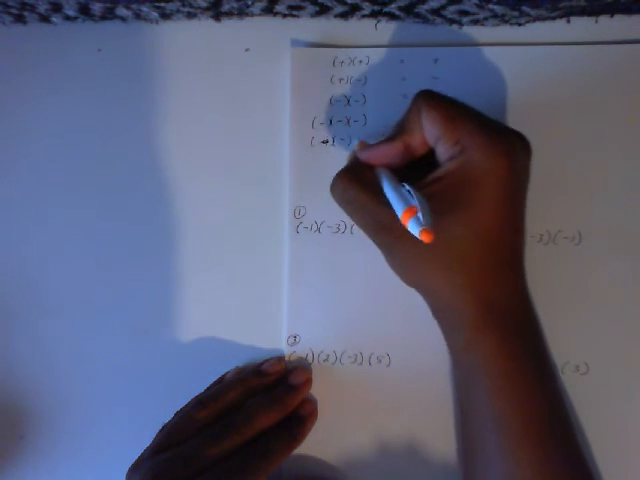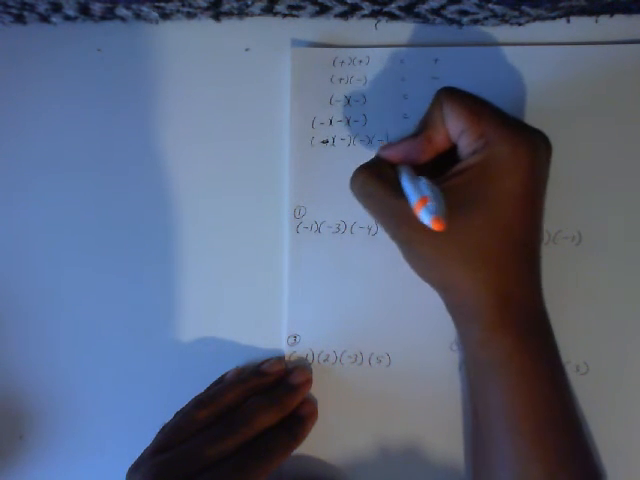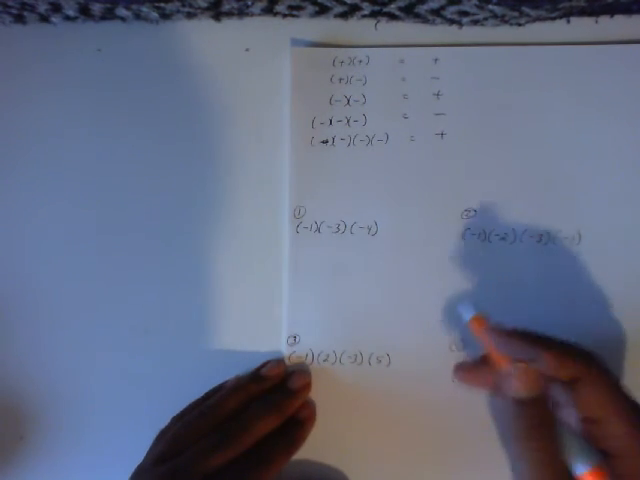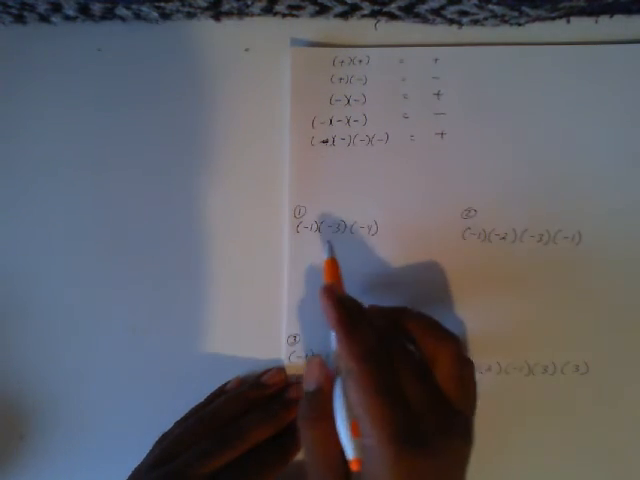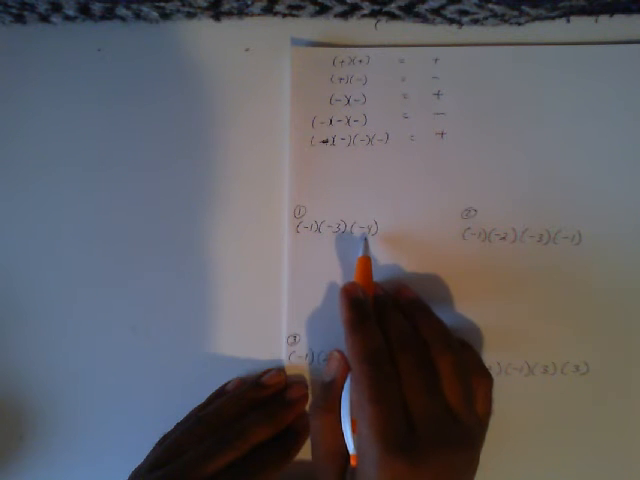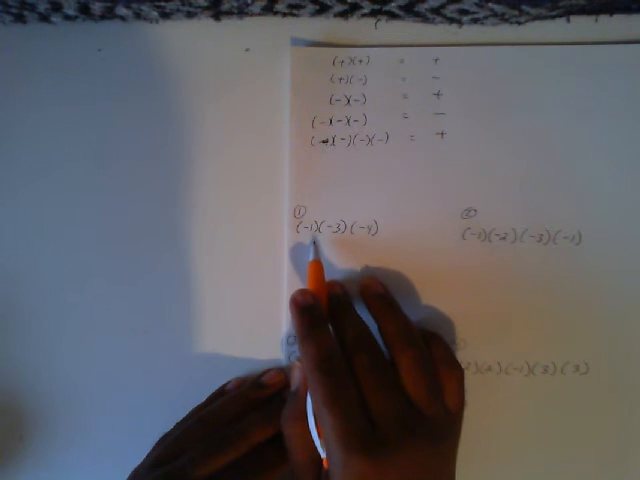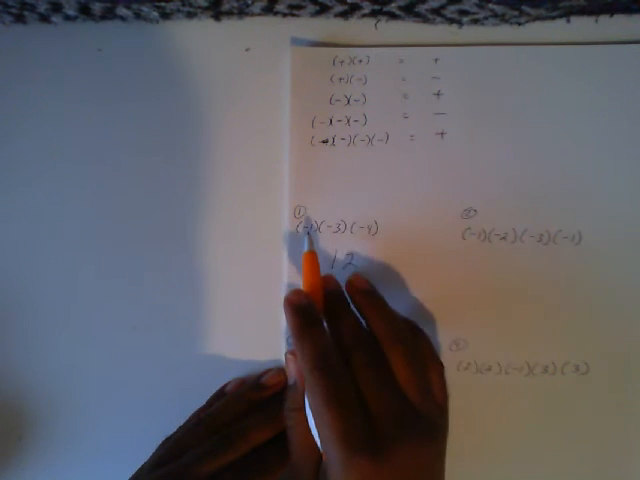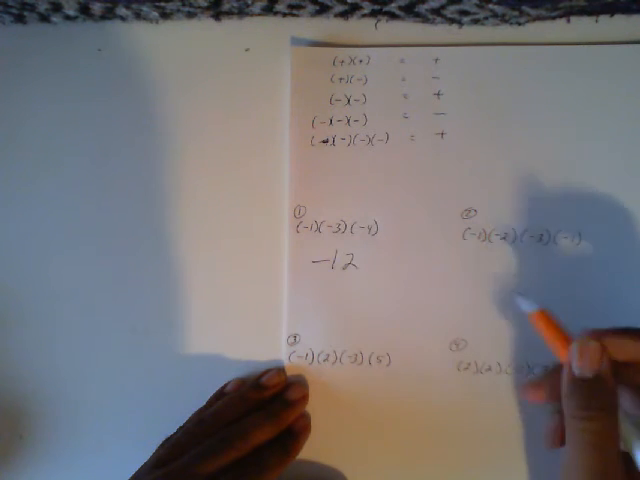Negative times a negative times a negative times a negative, 4 negatives, will give us positive. Okay, that's about as far as we need to go. So here we have 1 times 3 times 4, and we'll get 12. And we have 3 negatives, negative times negative times negative. Well, 3 negatives is negative, so that's -12.